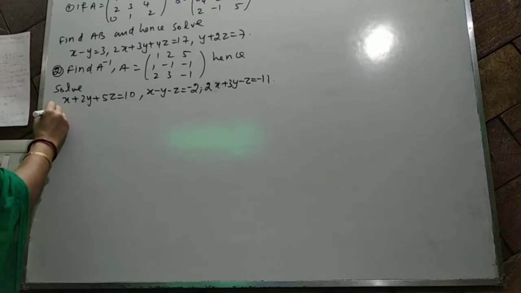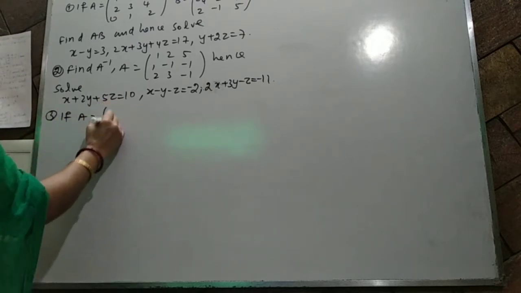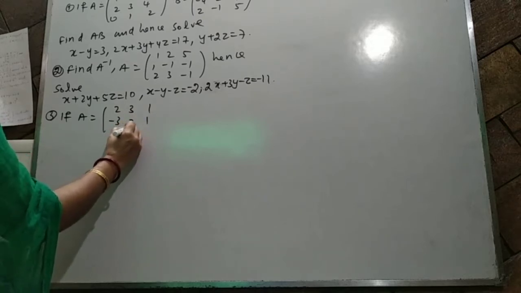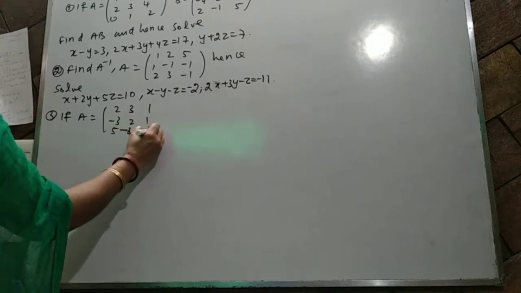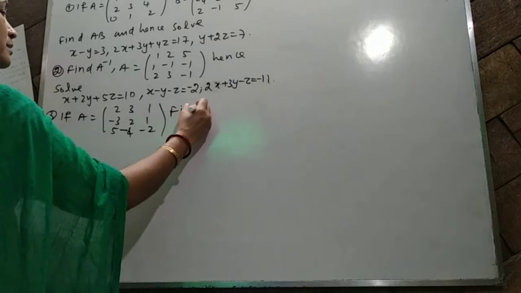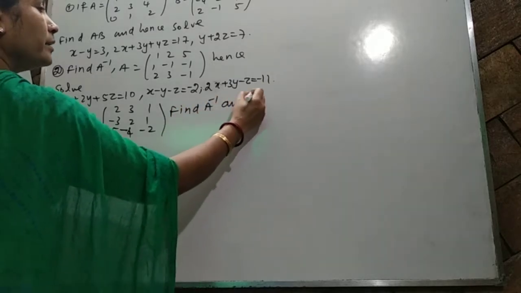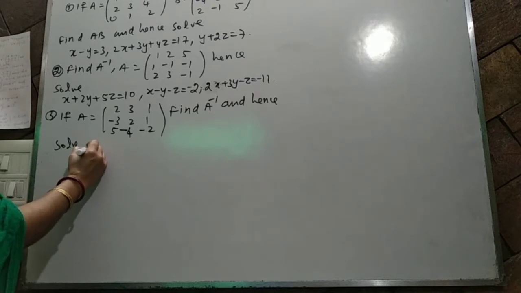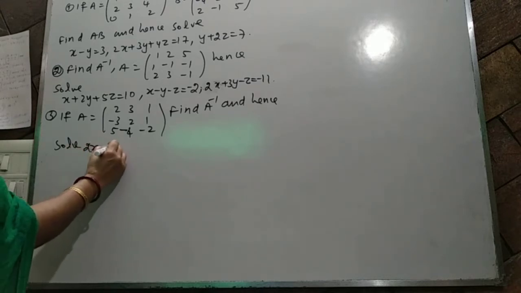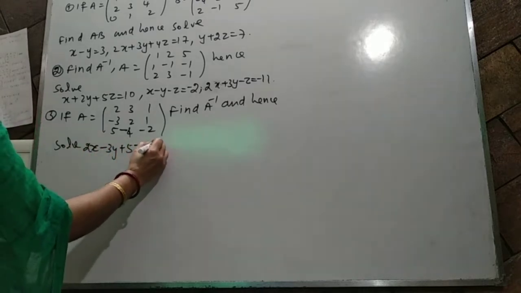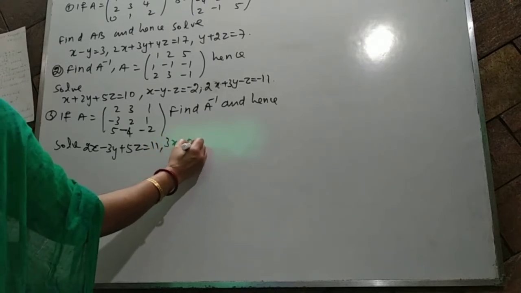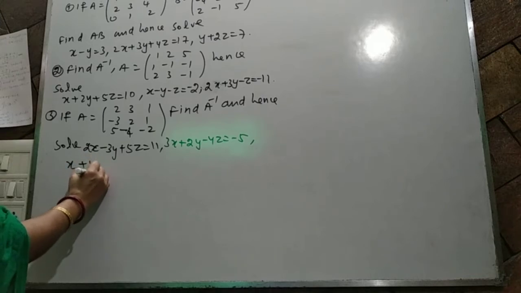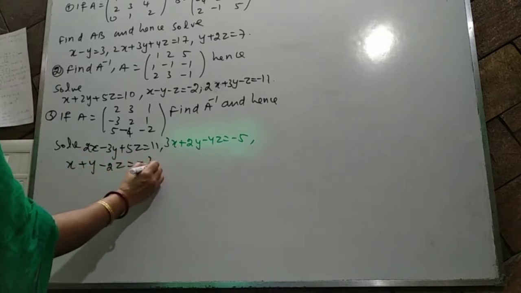Okay, fine. Then question number 3. All of these are board questions that I have collected here. If A equals the matrix [2, 3, 5; -4, 5, -4; -2...], find A inverse and hence solve 2x - 3y + 5z = 11, 3x + 2y - 4z = -5, and x + y - 2z = -3.